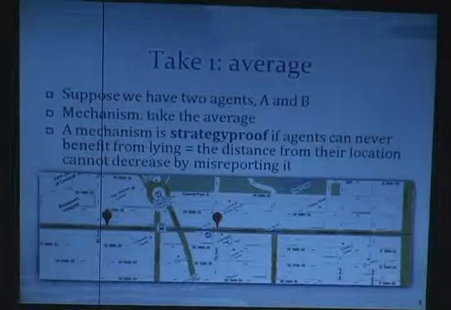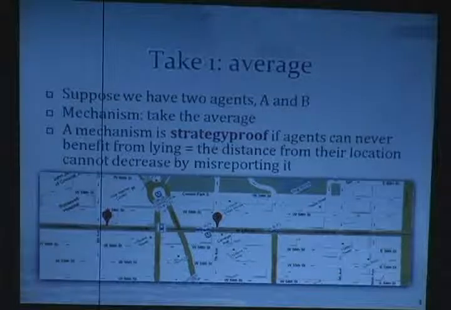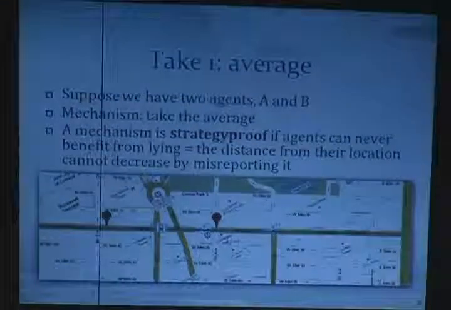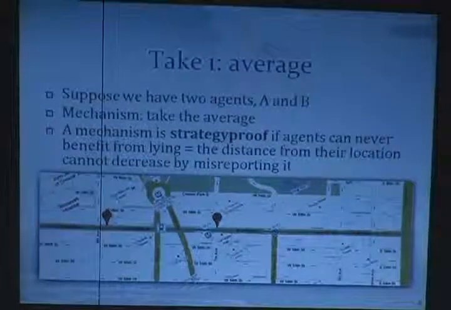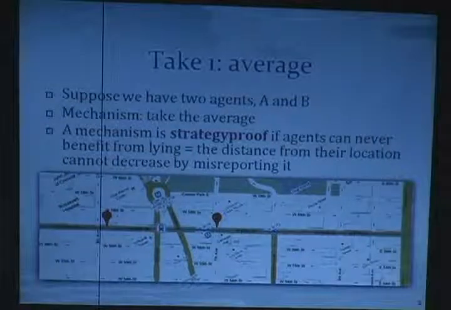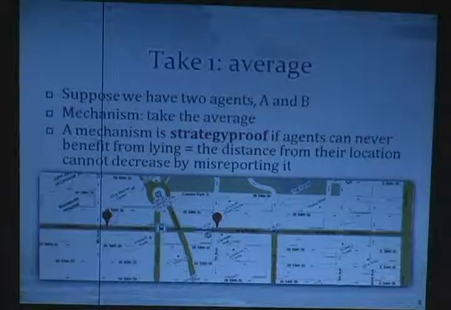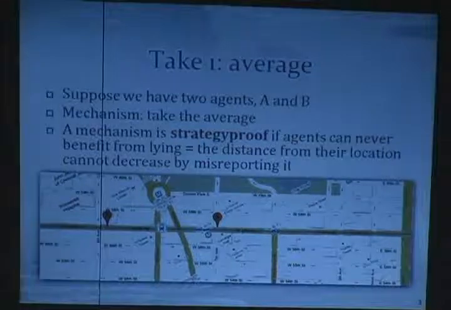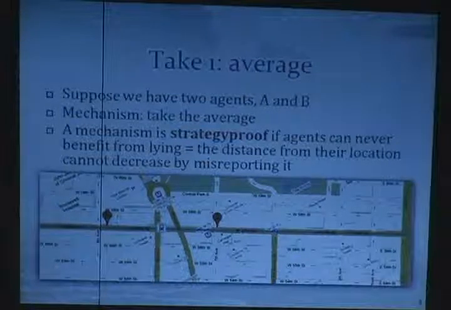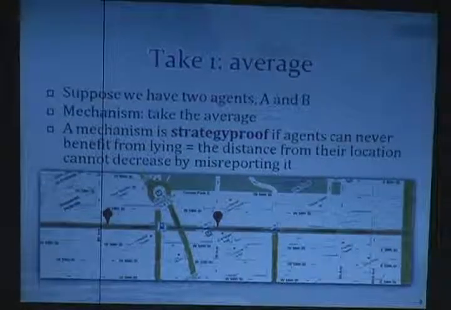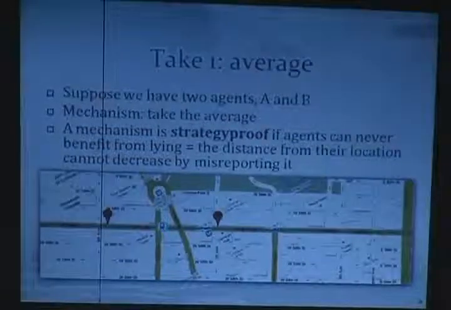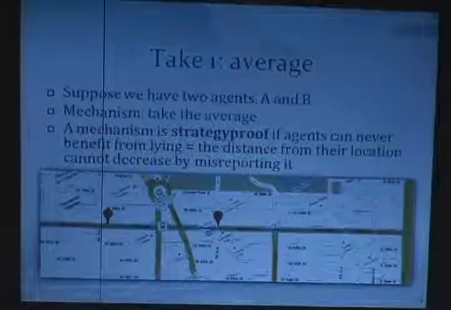Now, a game-theoretic property that I would like a mechanism to satisfy is called strategy-proofness. A mechanism is strategy-proof if agents cannot benefit from lying. In other words, if an agent misreports its ideal location, the distance of the mechanism's location from its real ideal location cannot decrease. So I cannot get the facility to be closer to my real location by lying about my location. And this midpoint mechanism, this average mechanism, is clearly not strategy-proof.